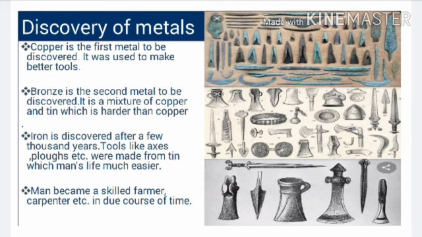Next, iron was discovered after a few thousand years. Tools made of iron, like axes, plows, etc., have made man's life much easier. Man became a skilled farmer, carpenter, etc., in due course of time. So you can see the third image. These are the tools which were made of iron. They were much better, and because of this, early man became a skilled farmer, carpenter, etc.